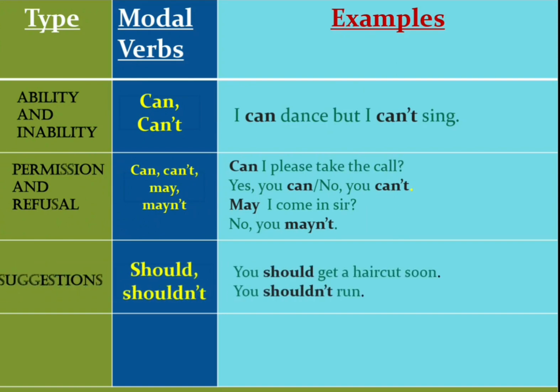The third type is based on suggestions, where modal verbs should and should not are used to give suggestions. These are very polite expressions. For example, you should get a haircut soon. You shouldn't run. The fourth and the last type is based on obligation, in which must is used as a modal verb. Must expresses the absolute need to do something. For example, you must pay attention in class. So here must is the modal verb.